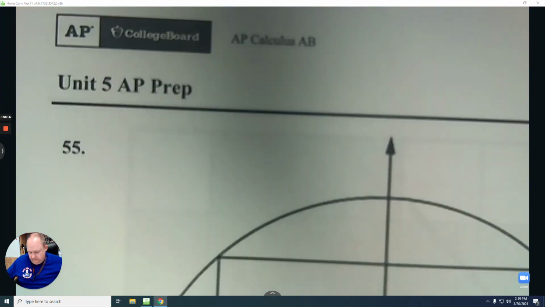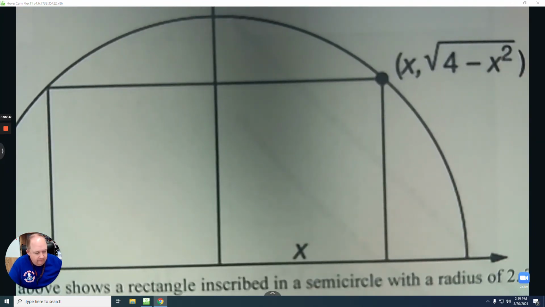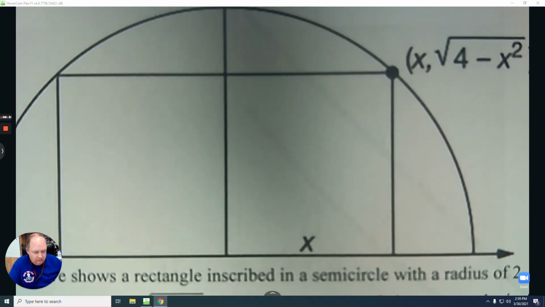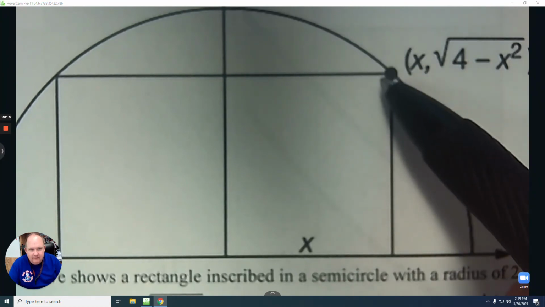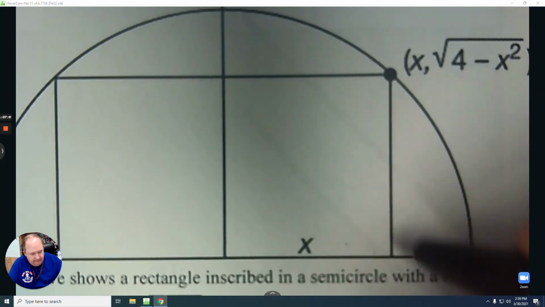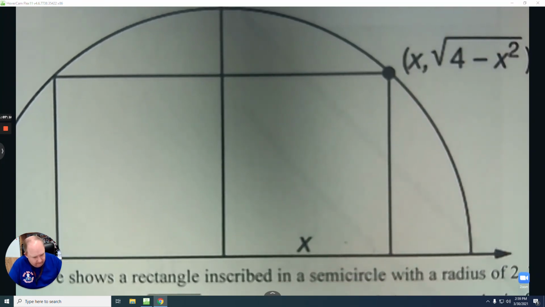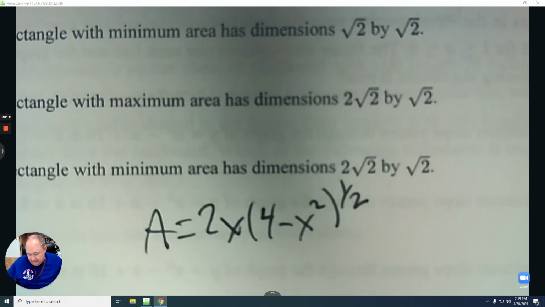All right, 55. In 55, you're given a rectangle, and it says about minimum or maximum area of that rectangle if you look at the answer choices. So what's an equation for the area of this rectangle? It's length times width. So the length is 2x, and the height of it, or the width, is the square root of 4 minus x squared. So there's the formula. Length times width. And I wrote it calculus friendly to be helpful.